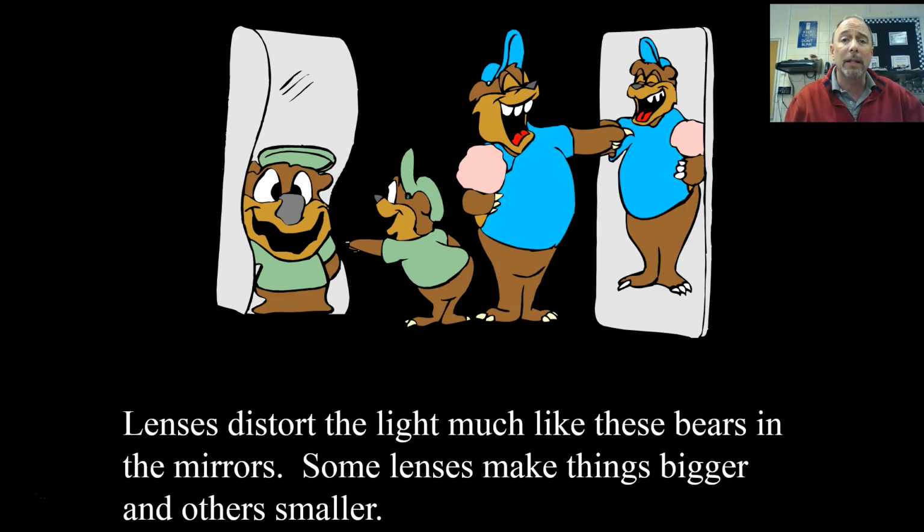Lenses distort the light, much like these bears in these funhouse mirrors. Some of the lenses make things bigger, others make things smaller. So you look at this little guy here and he's looking at himself going, wow, my face is huge, but he's really got a tiny little head. And this big mirror here is curved in such a way that it bends the light, making him look much thinner than he really is.